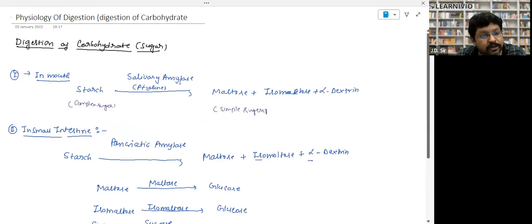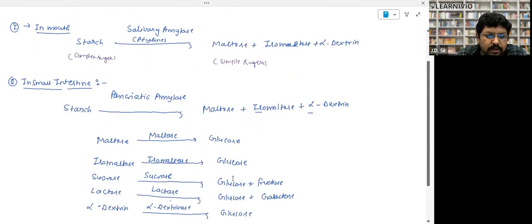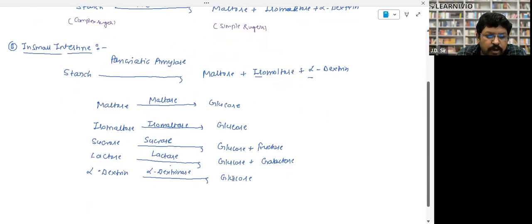So amylase is found in both. Amylase found in saliva is called salivary amylase, also known as ptyalin. And the amylase secreted in the pancreas is called pancreatic amylase. Right. Here, maltose is broken down into glucose with the help of maltase. Isomaltose is broken down into glucose with the help of isomaltase. Sucrose is broken down into glucose and fructose with the help of sucrase. Lactose is broken down into glucose and galactose with the help of lactase. Alpha dextrin is broken down into glucose. Right. These are the enzymes which work in the small intestine to digest starch or sugar.